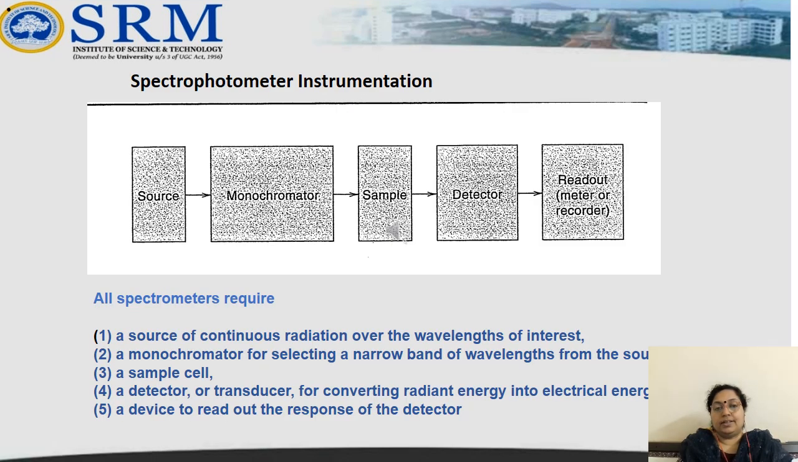Now we will see the different components of the instrument. There are 5 different components. First one is a source of electromagnetic radiation. Then there is a monochromator for selecting a narrow band of wavelength. Third one is a sample cell or a cuvette. Then there is a detector or transducer for converting radiant energy into electrical energy. And finally, there is a device to read out the response of the detector, probably a computer.